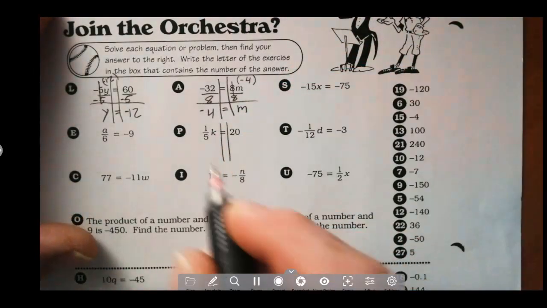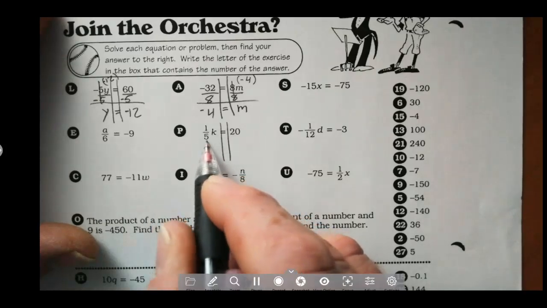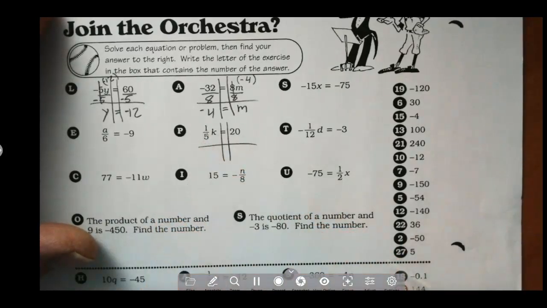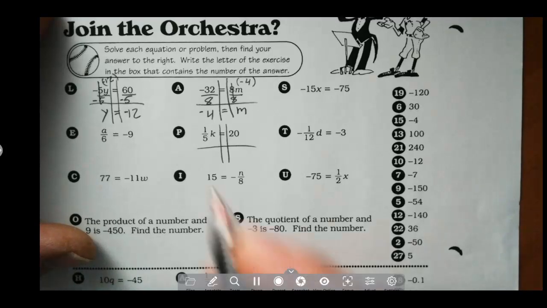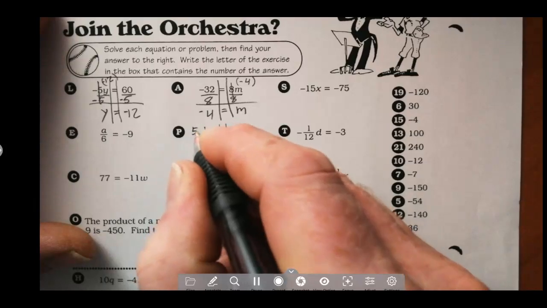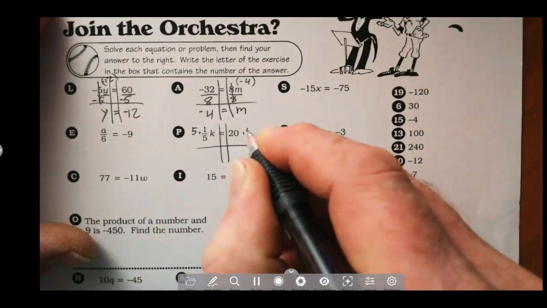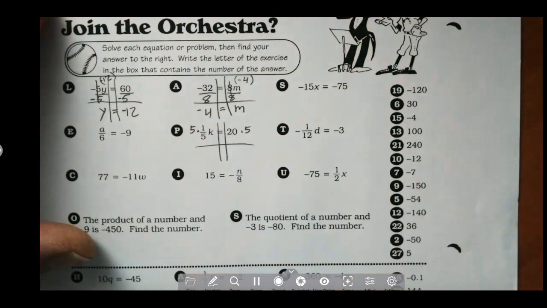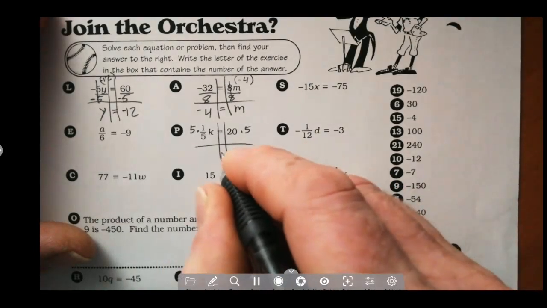These are a little harder. These are the division equations because they show a division here, 1/5 k. So in order to get rid of that 1/5 k, that's division, so we have to multiply by 5 on both sides. Well, this side's easy. 20 times 5 is just 100.